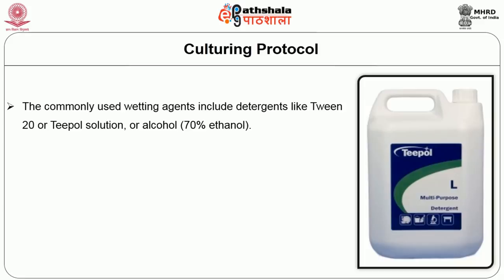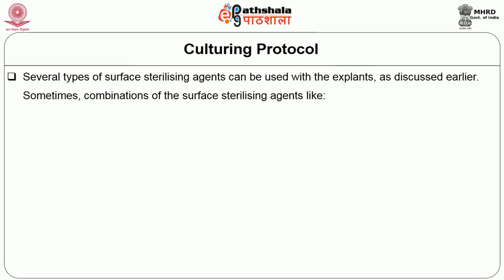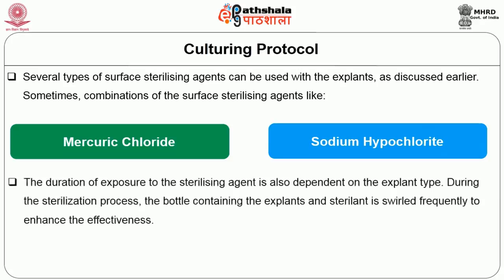Normally, the explants are immersed in the wetting agent for up to 15 to 20 minutes. The duration of exposure also depends on the type and nature of the explants. More often, the explants are immersed in detergent for 15 to 20 minutes and then transferred to 70% alcohol for 60 seconds before being transferred to the sterilant solution. Several types of surface sterilizing agents can be used with the explants as discussed earlier. Sometimes, combinations of the surface sterilizing agents like mercury chloride and sodium hypochlorite may also be used.